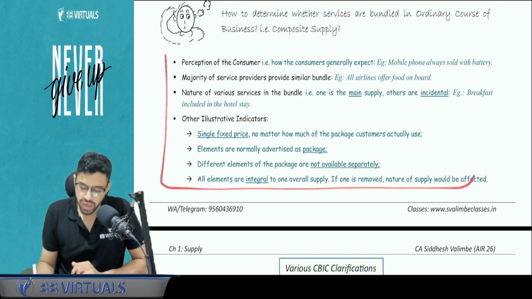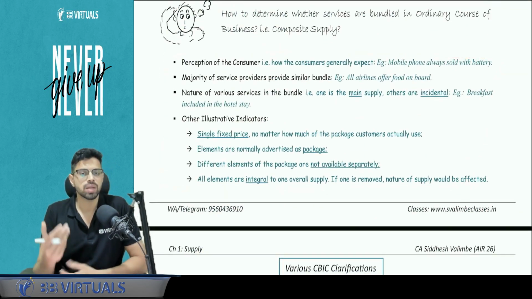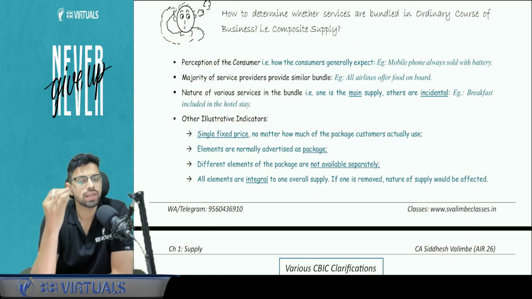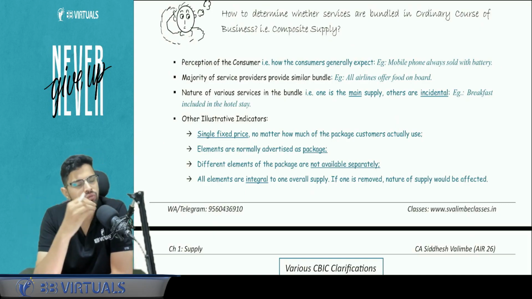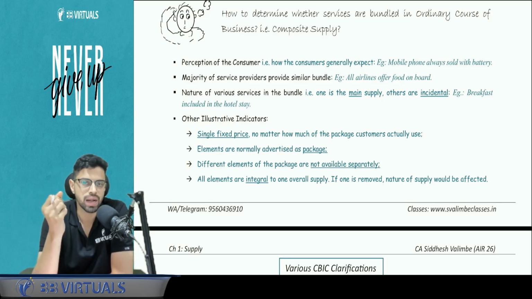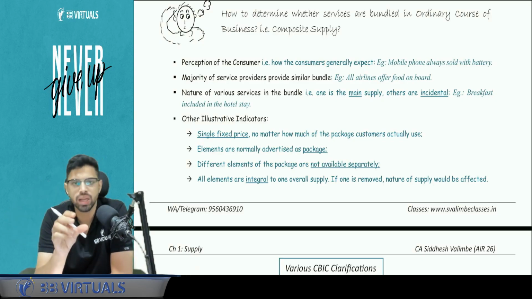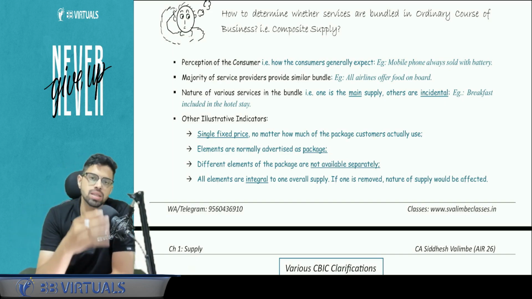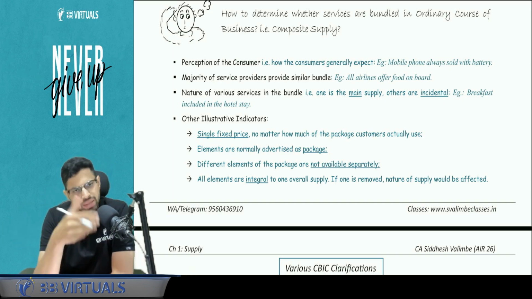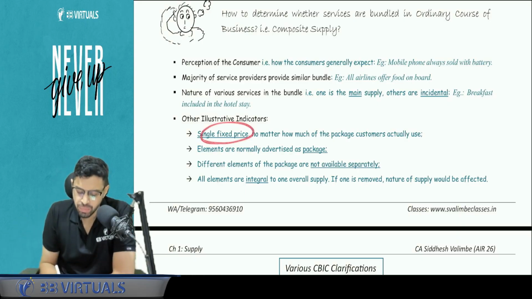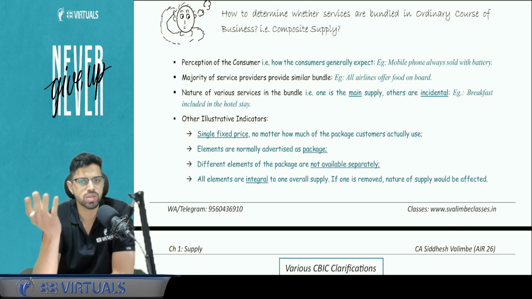This is a short read on how to determine whether something is a composite supply or not. It is not directly testable in the exam. This is just a guideline to see how the industry is performing. If the majority of service providers are giving the items together as a bundle, that means it's a composite supply. If every customer expects it to be together, that means it's a composite supply. If it's a single fixed price, no matter how much of the package you are using, that's a composite supply.